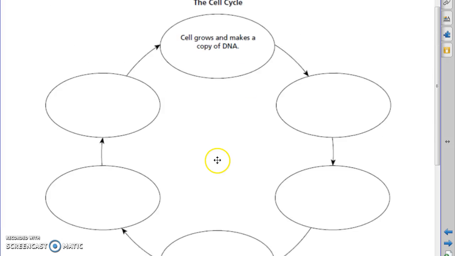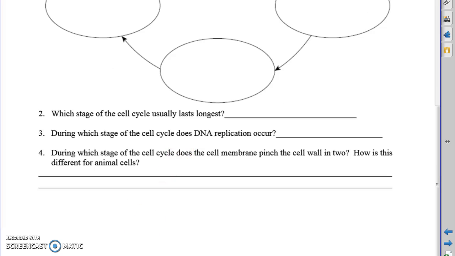So if we look at question 4, during which stage does the cell membrane pinch the cell wall into 2? During that stage, we're actually talking about pinching into 2 cells. That is going to be cytokinesis. The difference between plant and animal cells is that obviously animal cells don't have a cell wall, so they are not going to need to build up these furrows to create a cell wall.